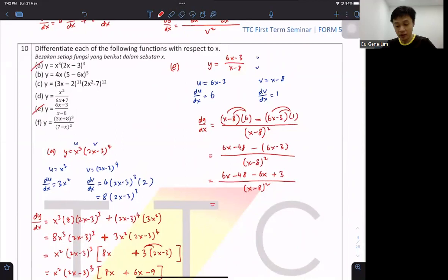Then 6x minus 6x, no more 6x. 6x minus 6x is 0. Negative 48 plus 3 is how much? Press calculator. Negative 45. Over x minus 8 power 2. Yeah, that's the answer. Okay, I understand.